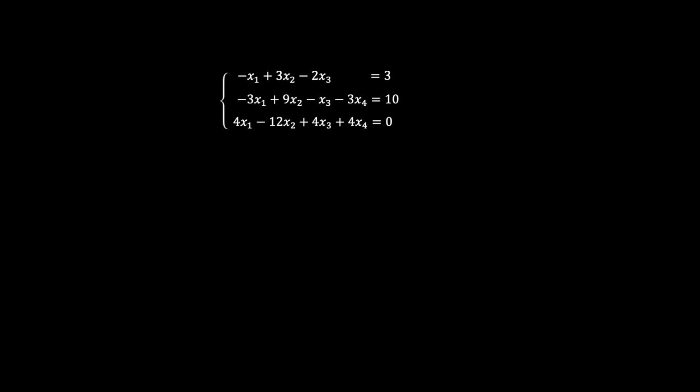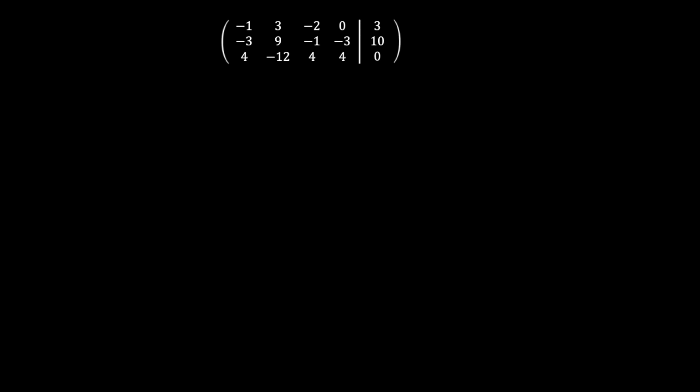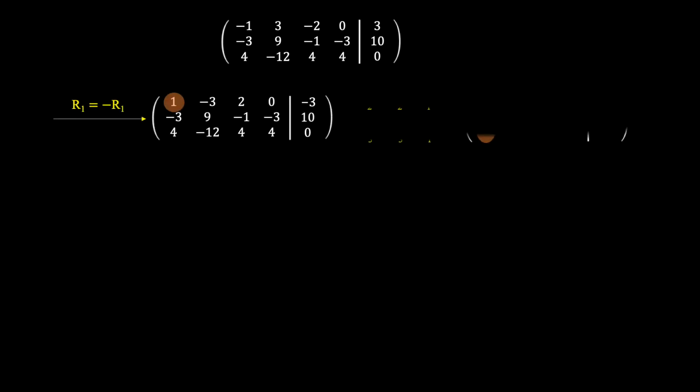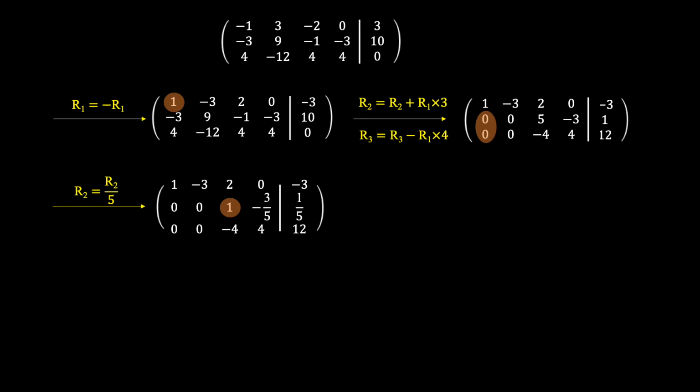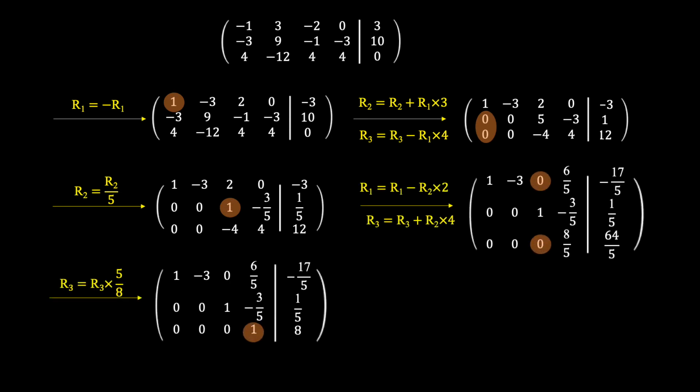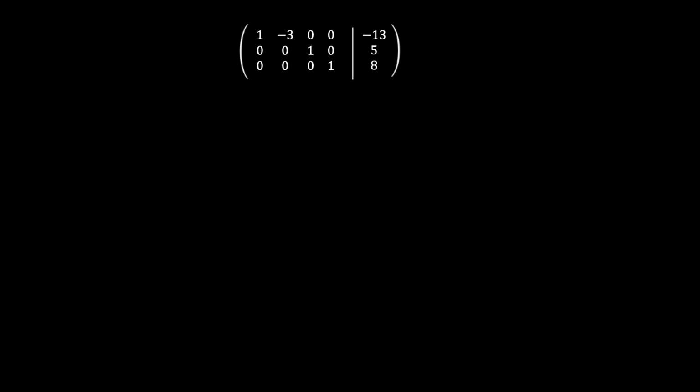Here is another example which has 4 unknowns in 3 equations, and this is its augmented matrix. We can get the reduced row echelon form of its coefficient matrix by iteratively applying Gauss-Jordan elimination. We can find something interesting if we put the unknowns back into the final augmented matrix.